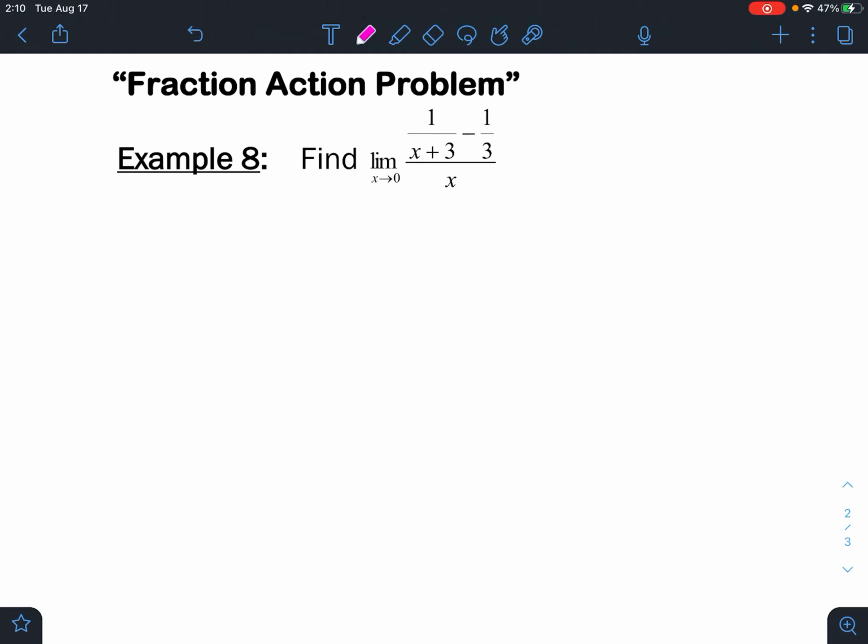So what we're going to start by doing is getting a common denominator up here. So the common denominator is going to be 3 times (x plus 3). So we have limit as x goes to 0. Multiply this by 3 over 3.